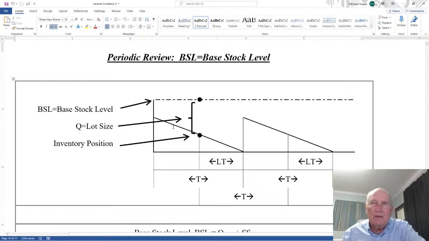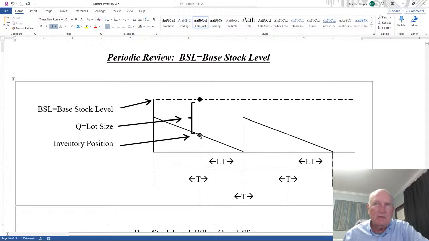We're saying, okay, I'm going to review this every T time periods. In other words, right here, I'm reviewing it. It's periodic review. I'm going to wait for another T time, and that's going to be the next period, and then review it again. So you're not looking at the inventory all the time. You're doing it periodically. But when you do review it, you say, okay, what's my inventory position?